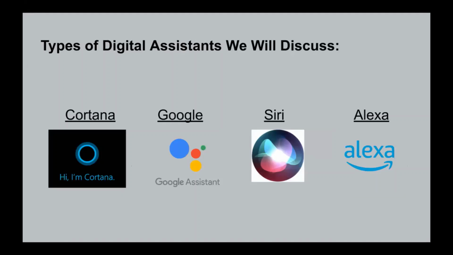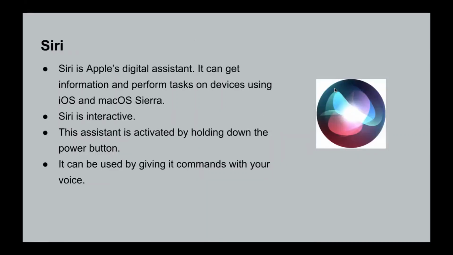So the types of digital assistants we will discuss, as mentioned, will be Cortana, Google, Siri, and Amazon Alexa. Siri is Apple's digital assistant, and it can get information and perform tasks on devices using iOS and macOS Sierra. Siri is interactive, and this assistant is activated by holding down the power button. It can be used by giving it commands with your device.